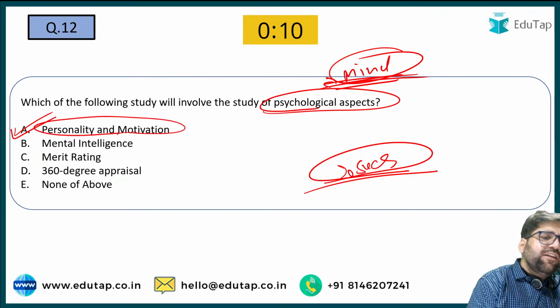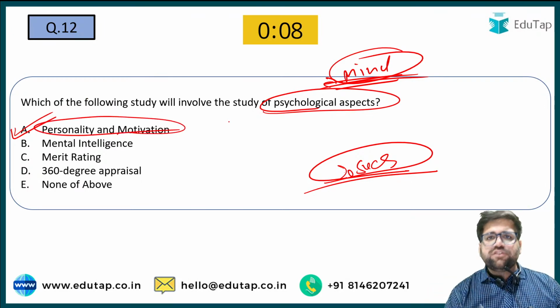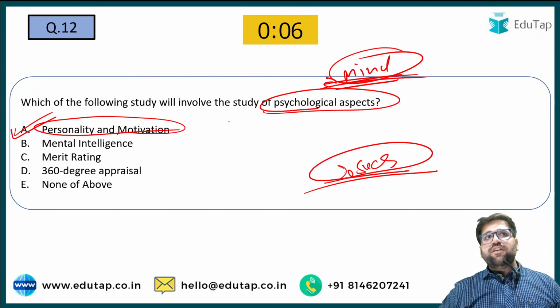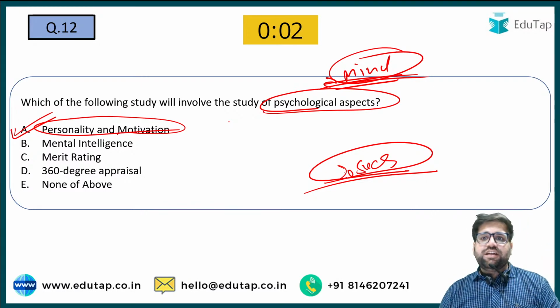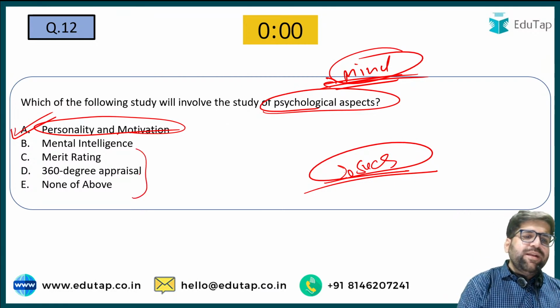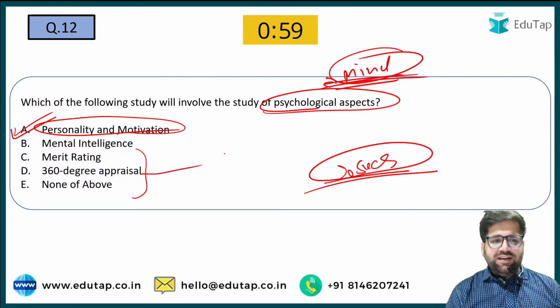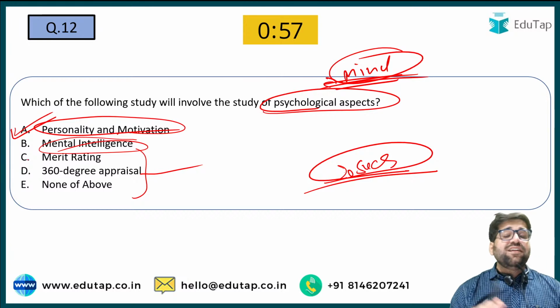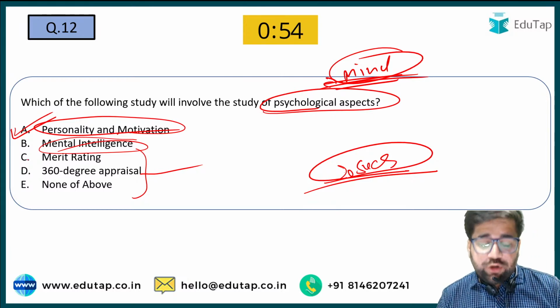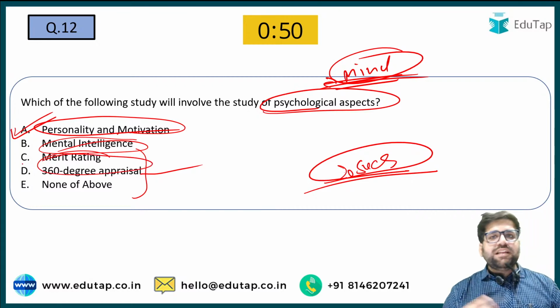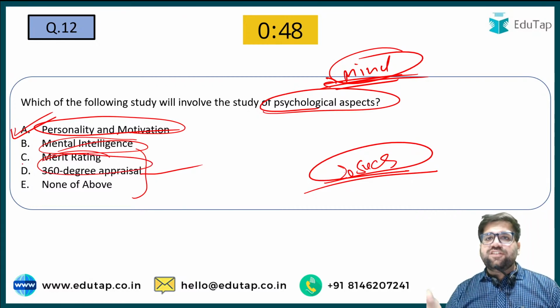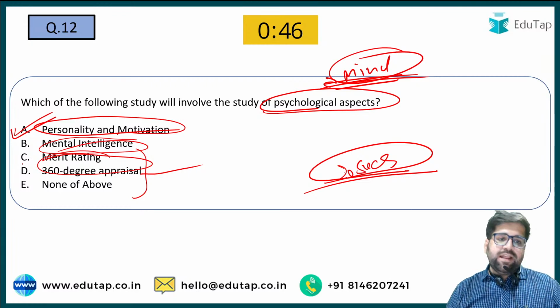Again, motivation: there are different theories of motivation which are based on cognition. Decision making is also based on cognition. So you have to understand how different psychological aspects are there. Again, you can eliminate all these options when it comes to the journal reading. Mental intelligence is all about your IQ, not EQ, sorry. Merit rating, 360-degree appraisal, and all the different components which we deal with under human resource development, HRD.